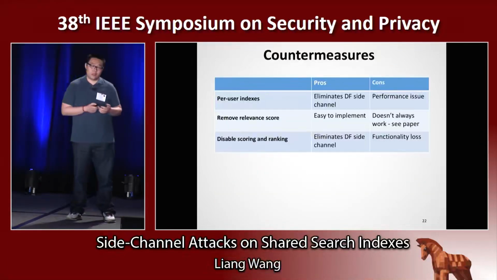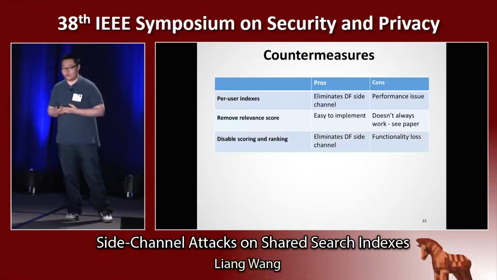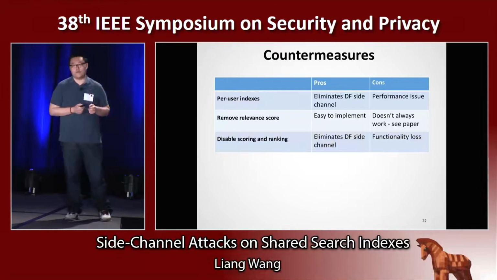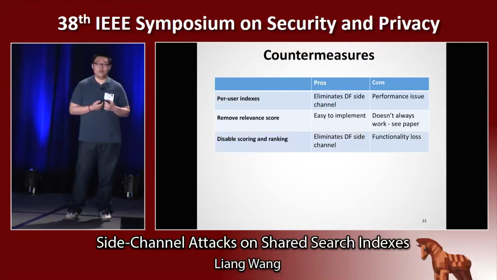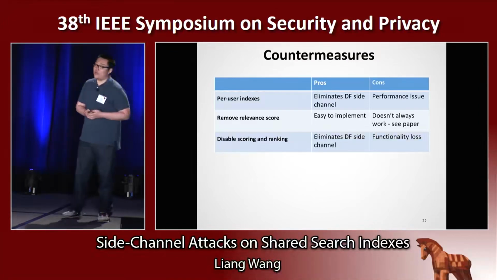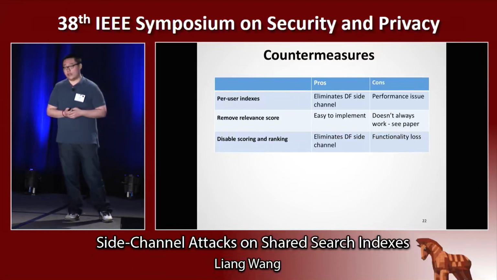So there are some proposed countermeasures. Like a per-user index, as we mentioned before, there will be performance issues. A straightforward countermeasure is to remove the relevance scores from the search results. However, we can actually still learn information using ranking information. Please see our paper for rank-only attacks. And someone suggests that we can disable the scoring and the ranking of the search engine. This might hurt the usability of applications that rely on these features.